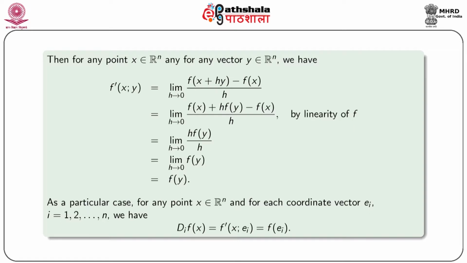Then for any point x in Rn and any vector y in Rn, we find that f dash xy, by definition, is the limit as h tends to 0 of f of x plus hy minus fx by h. In the numerator, we can apply the linearity property of f. So it becomes fx plus h fy minus fx by h. So fx and minus fx take care of each other. So we are left with f dash xy equal to the limit of h fy by h as h tends to 0, that is fy.